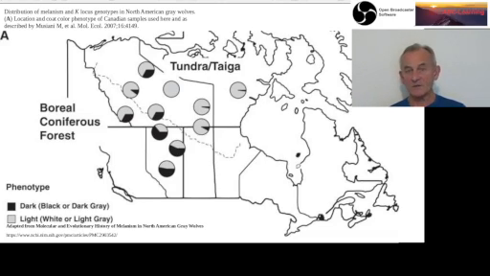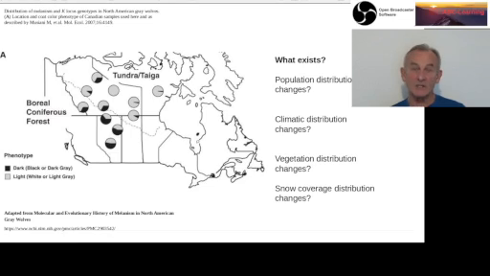And then when we go back to our original question, what exists is obviously dark wolves and normal wild type grey wolves, but we have other things that exist that we as scientists see, for instance, like changes over time, population distributions, climatic changes, vegetation changes, snow coverage. All of these are something that I would try to elicit from students just from the previous diagram to see what prior knowledge they have. But of course, we can scaffold and prompt them with some of these ideas.